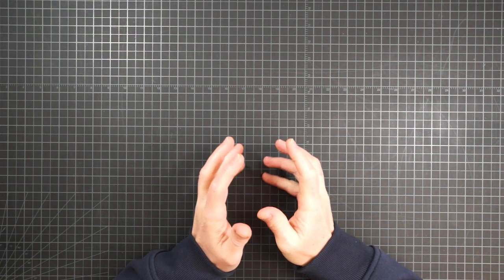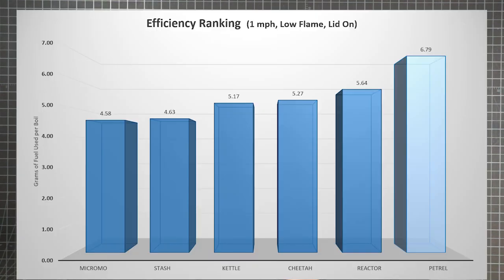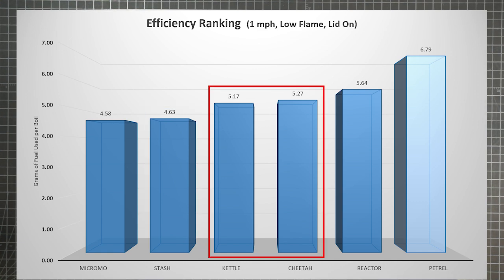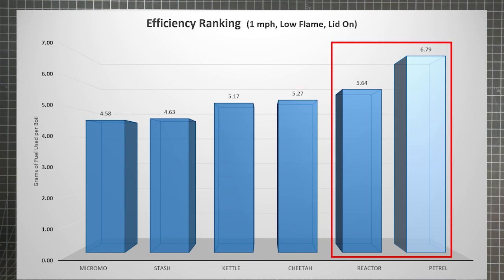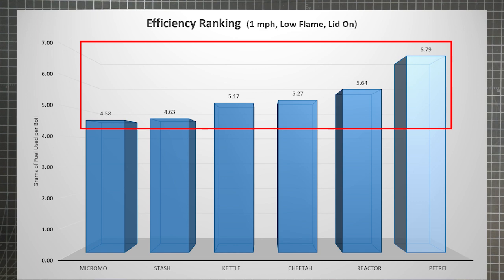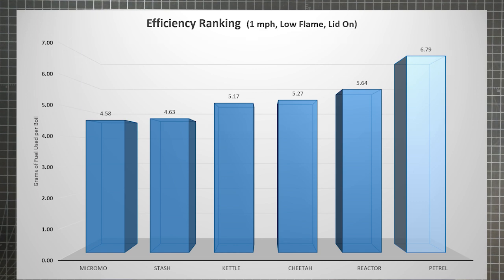This is what was seen in Part 4. Now see what happens when you start moving the air. The Stash slips slightly compared to the MicroMo. Its open design doesn't cover the flame as well. The Kettle and the Cheetah slip even further. The reactor and the Petrel keep their spots in the back, and the whole vertical spread of the chart expands. 1 measly mile per hour wind isn't much of a change though.